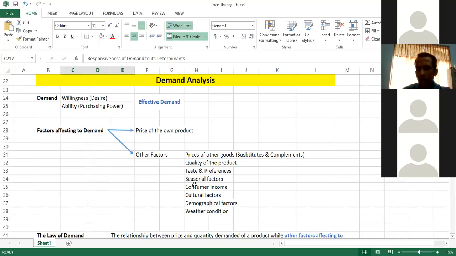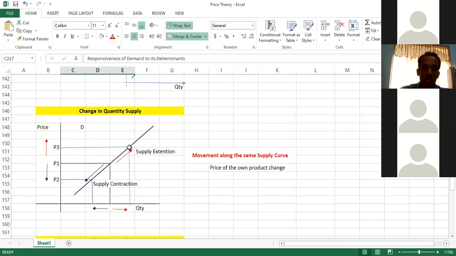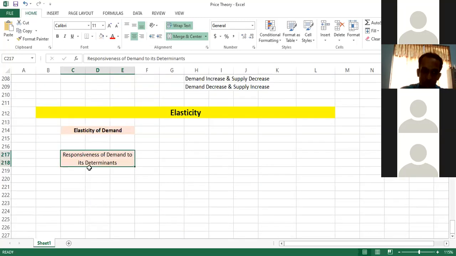The importance of analyzing this is that when these factors change, we know that it will definitely affect demand, but all these factors will not affect demand equally. Some factors will affect very significantly, some factors will affect less significantly. That depends on a particular concept known as elasticity. That is what we analyze under elasticity. So elasticity of demand means the responsiveness of demand to its determinants.